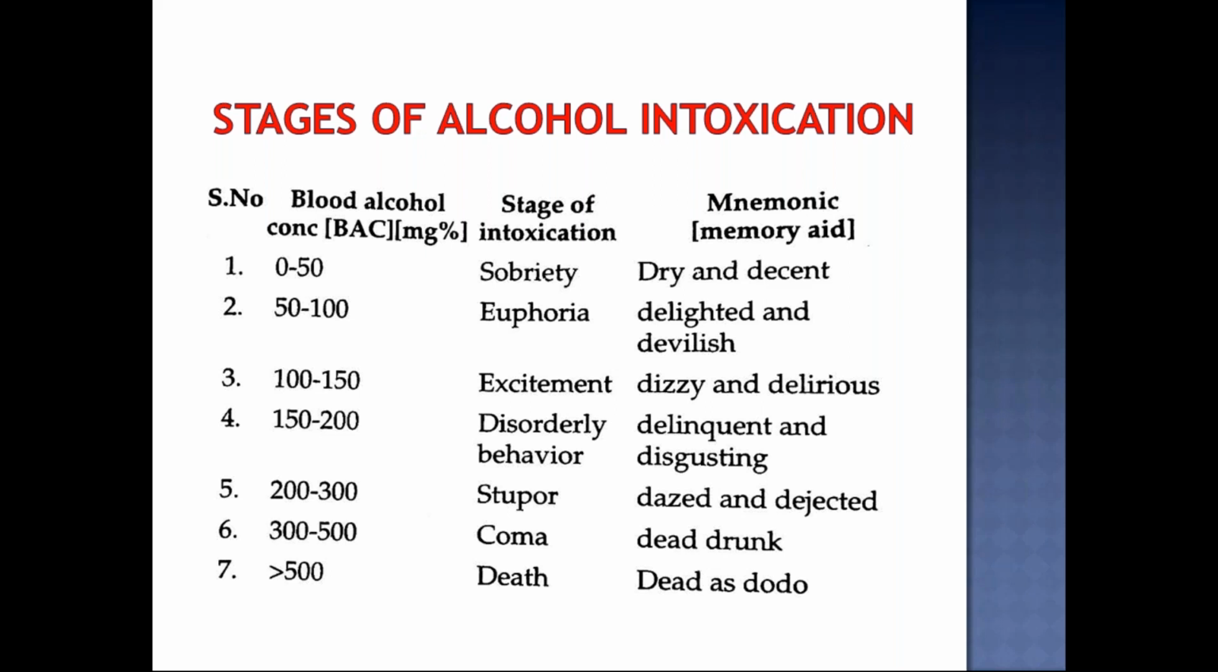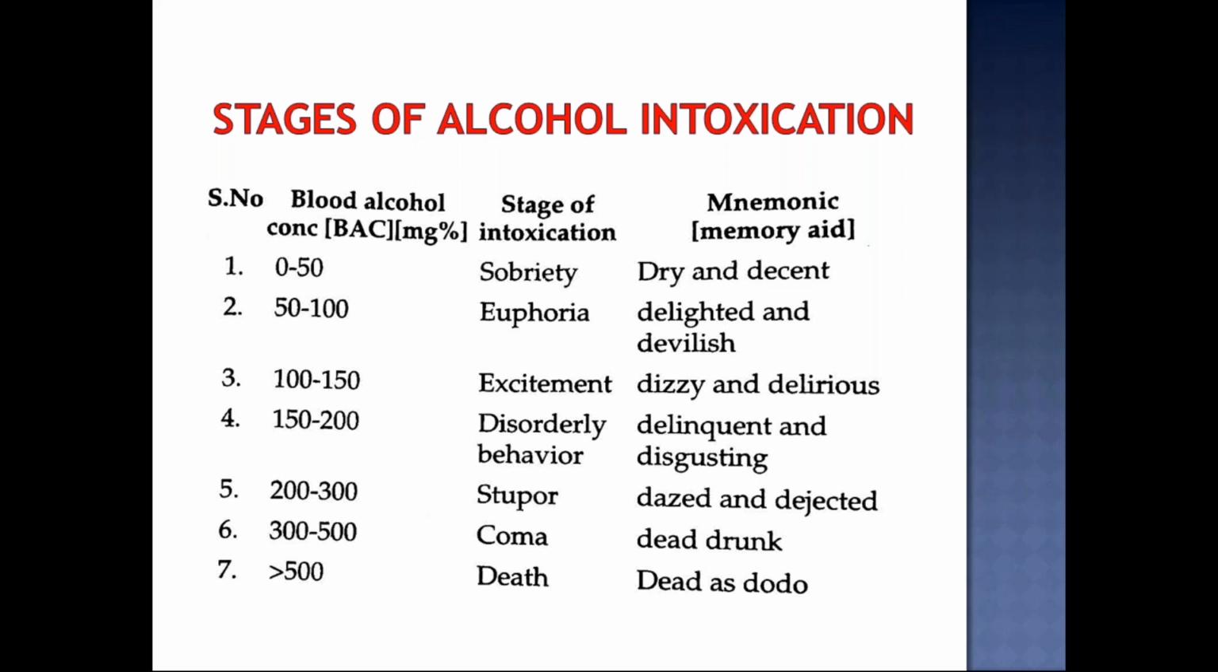For the stage of sobriety, we know that if the blood alcohol concentration is about 0 to 50 milligrams percent, then the person will be in the stage of sobriety. And we have a small mnemonic which we call dry and decent. The person will be dry, meaning the person will not be sweating, and his alcohol level in the blood is only a little, not much. And then he will be decent. He will not sway. His talking will be okay. He will have a normal reaction to the conversation. There is no slurring of speech. Nothing will be there. He is decent and dry.